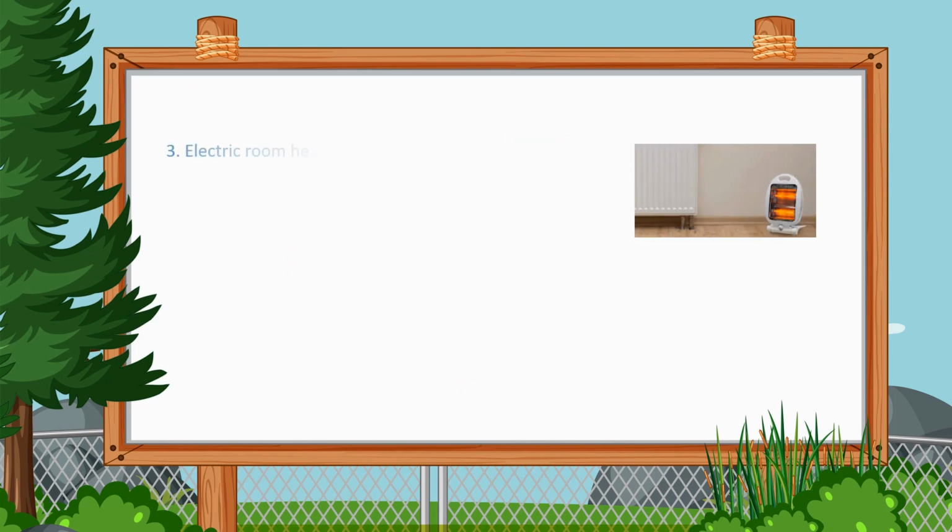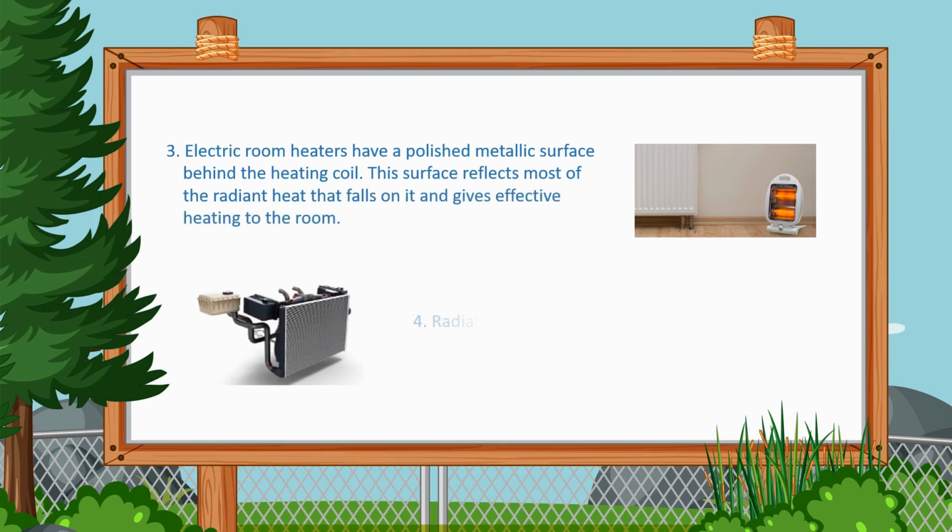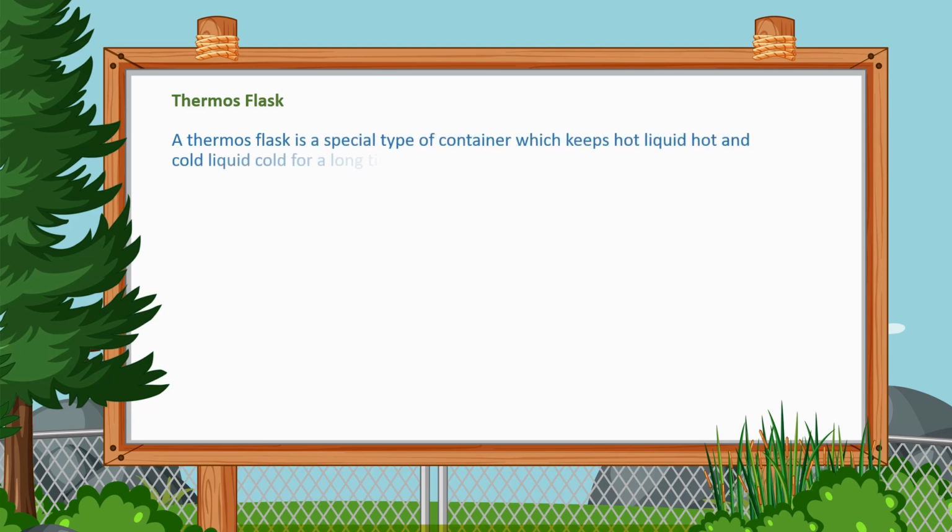3. Electric room heaters have a polished metallic surface behind the heating coil. This surface reflects most of the radiant heat that falls on it and gives effective heating to the room. 4. Radiators of cars are painted black to radiate the heat energy. Thermos flask. A thermos flask is a special type of container which keeps hot liquid hot and cold liquid cold for a long time.